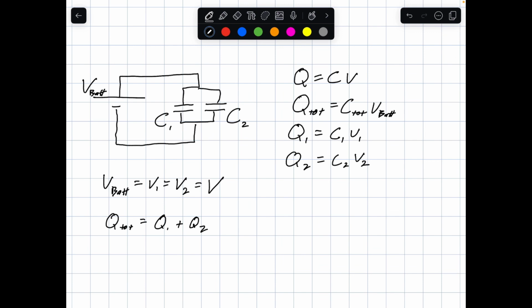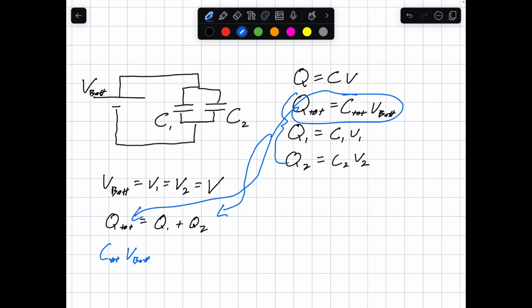Okay, so now I'm going to take my equations from over here, and I'm going to plug them into this equation. What that looks like when I'm done is this. Instead of Q total, I write C total times V bat. I'm substituting this in here. Equals, so instead of Q1, I'm going to substitute C1 V1. So C1 times V1 plus C2 times V2. Again, I'm just substituting this in for Q2.